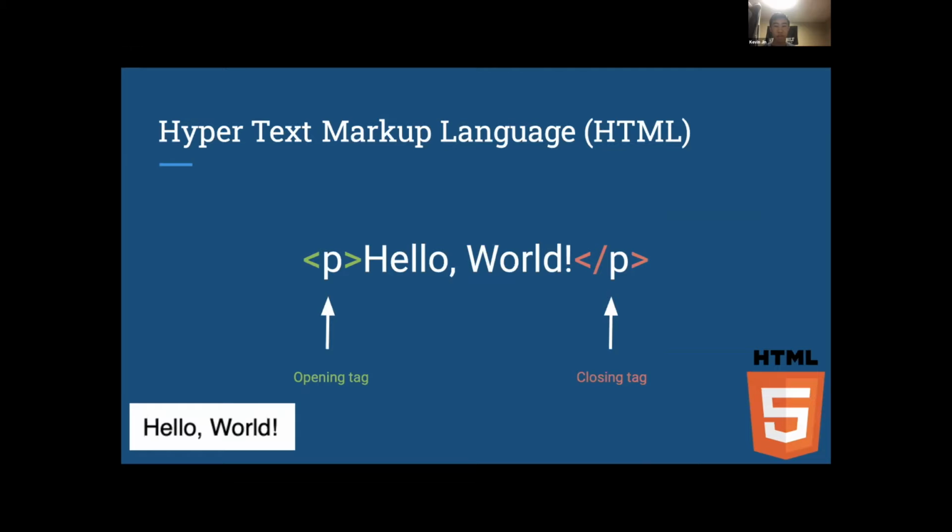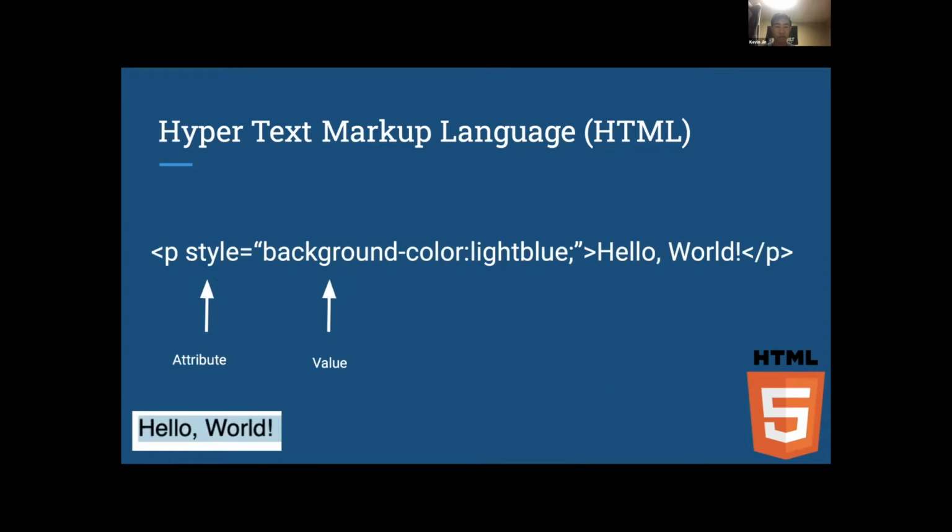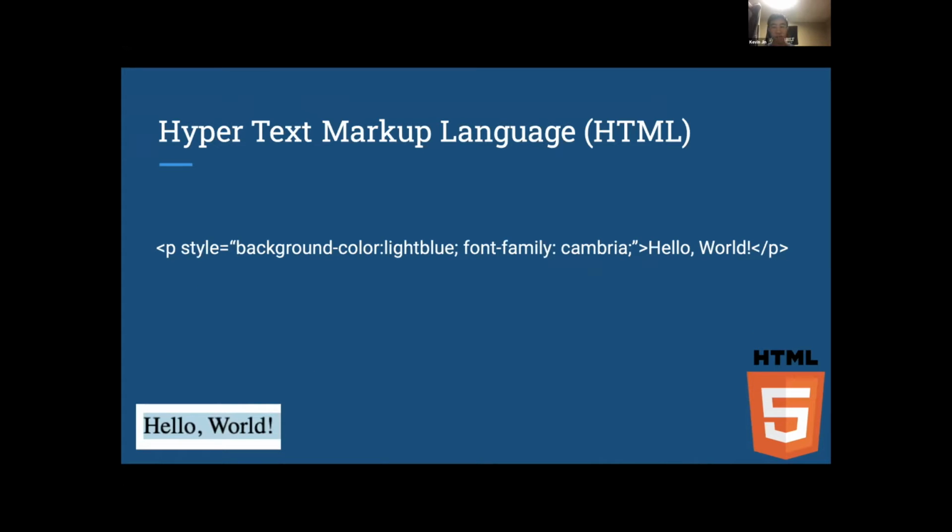Of course, we want something a lot more interesting than plain text. So you can add things called attributes, which provide characteristics to your element. Here we add a style attribute, and we give this attribute a value. Here we highlight the text and we make the background color blue. We can keep adding more and more style elements to make our text look even better, separating them with semicolons. We can change the font, for example.